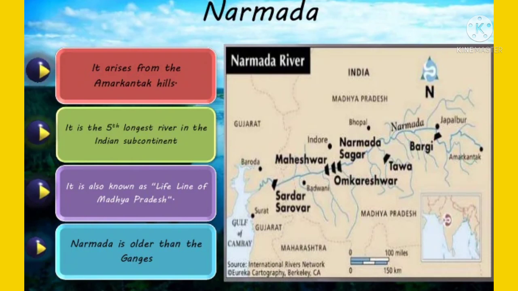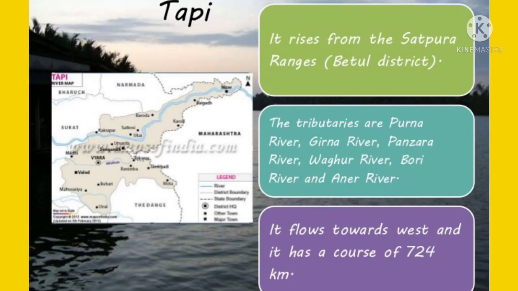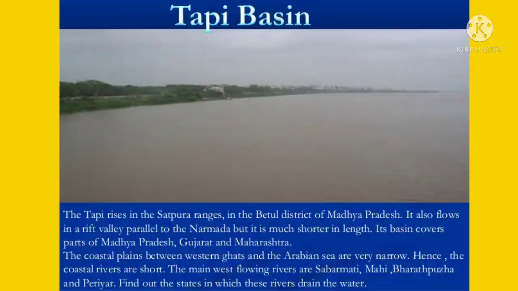The next important river after the Narmada is the Tapi river basin. The Tapi is the other important westward flowing river. It originates from Multai in the Betul district of Madhya Pradesh. It is 724 km long and drains an area of 65,145 square kilometers. Nearly 79% of its basin lies in Maharashtra.